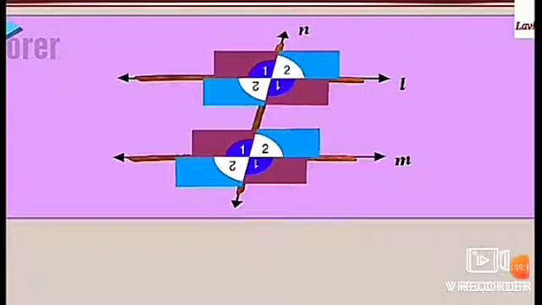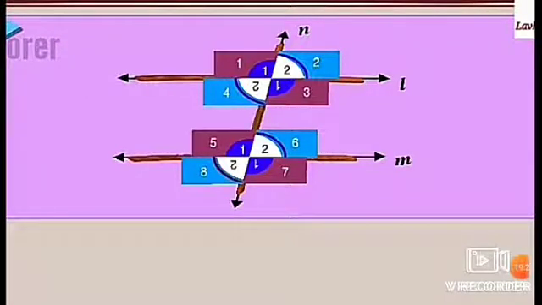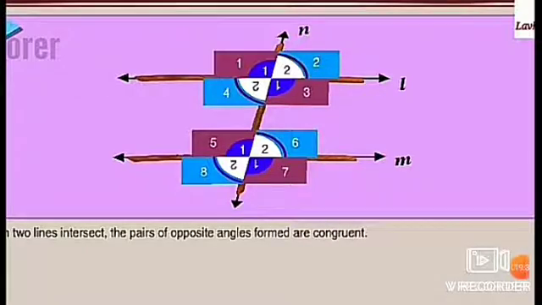What do you observe? Yes, angle 1 is equal to angle 3 and angle 5 is equal to angle 7. Angle 2 is equal to angle 4 and angle 6 is equal to angle 8. In other words, when two lines intersect, the pairs of opposite angles formed are congruent. We have verified the first property.